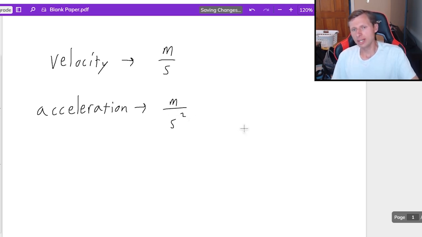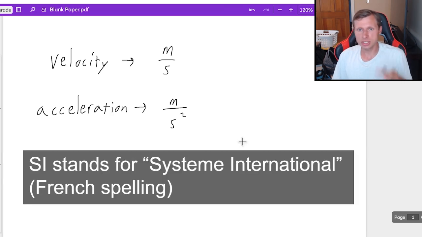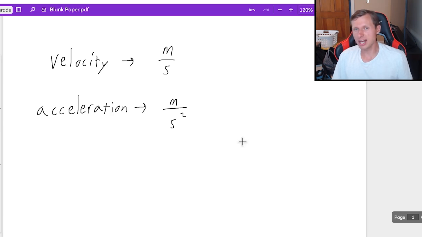And by the way, it doesn't have to be meters per second. For instance, velocity could be miles per hour. Acceleration could be feet per minute squared or something crazy like that. But the units I'm showing you are the SI units. In other words, these are the units that we're most likely going to see in physics class, and they're the preferred units whenever we have the option of choosing them.